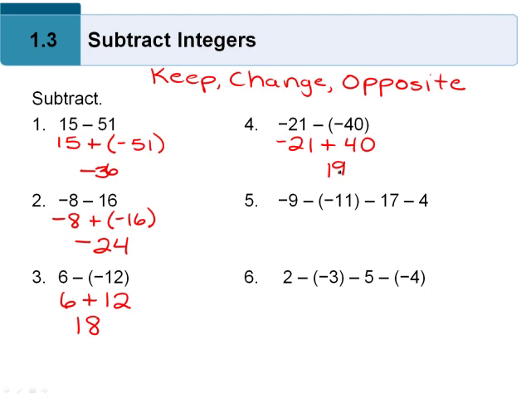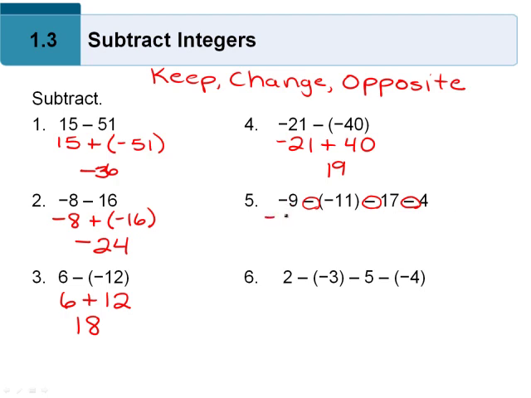Now, these next two are kind of scary looking. One thing you need to see is how many subtraction signs you have in this problem. And you have 1, 2, 3. So every time we have subtraction there, we're going to be doing keep, change, opposite, change, opposite, change, opposite. You're just going to work your way through.